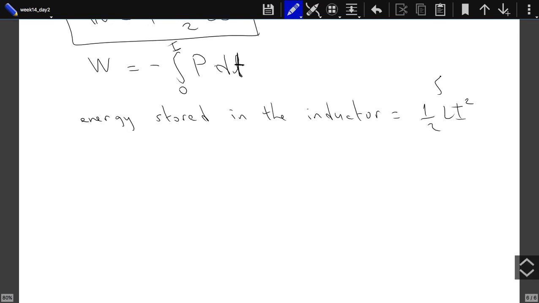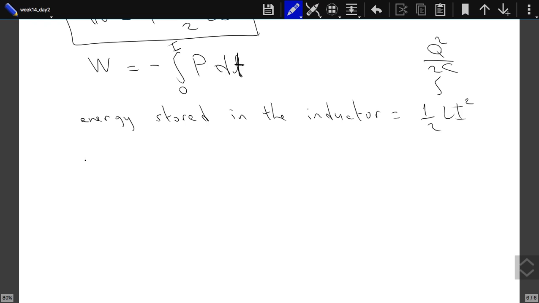Now this is similar to Q squared over 2C in the case of the capacitors. But if you remember our discussion of the capacitors, we started with this expression and we saw that we can in fact relate it to the electric field rather than to the charges. We can do a similar thing over here. This energy seems to be the energy stored in the current, but we can relate it to the magnetic field. It is actually the energy stored in the magnetic field.